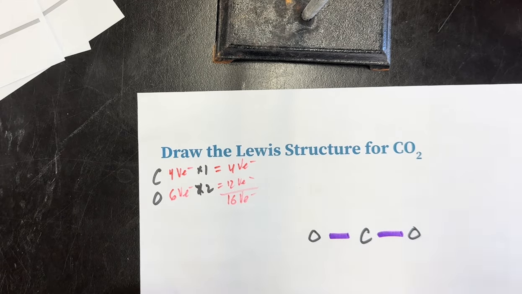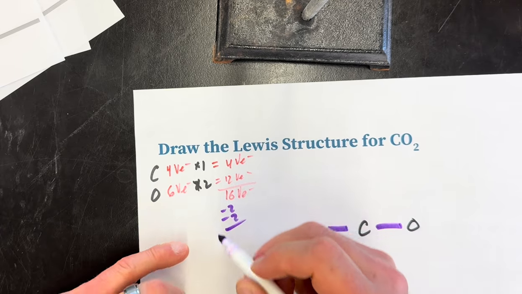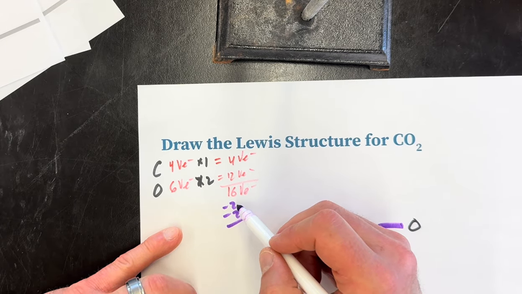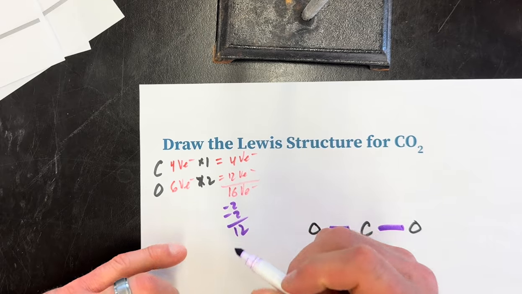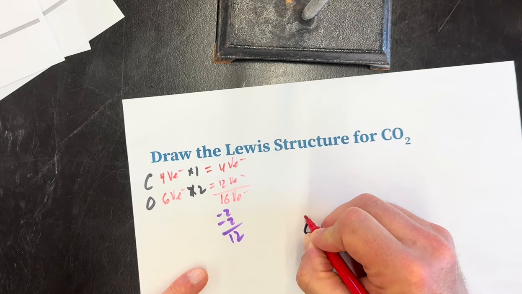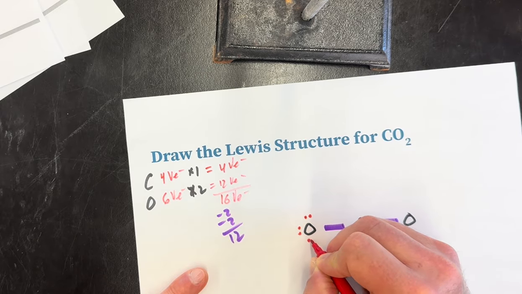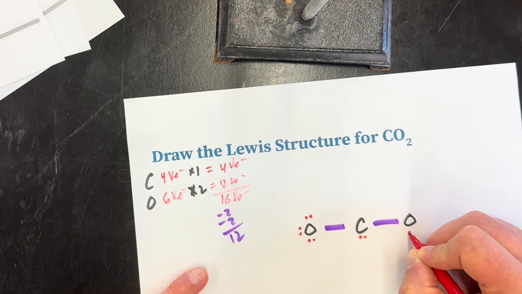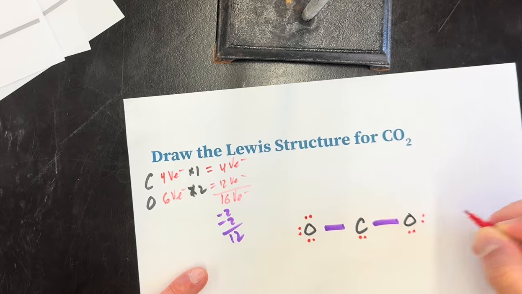So I use 2 single bonds, so minus 2, and 16 minus 2 is 14, minus 2 is 12, so that tells me that I have 12 valence electrons to find a home for. So I'm going to go 1, 2, 3, 4, 5, 6, 7, 8, 9, 10, 11, 12.